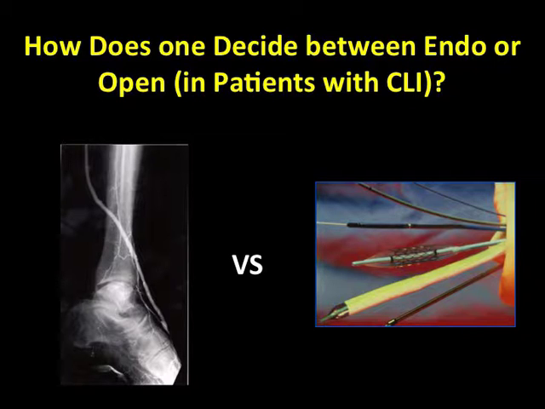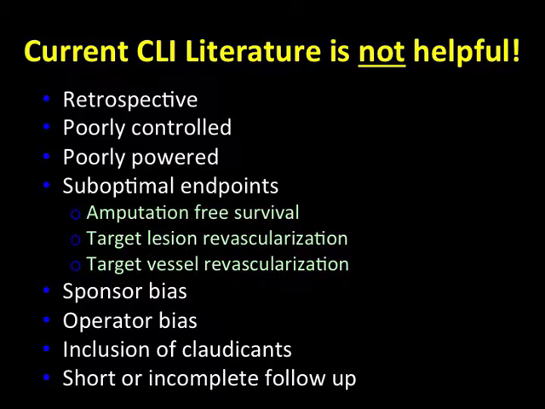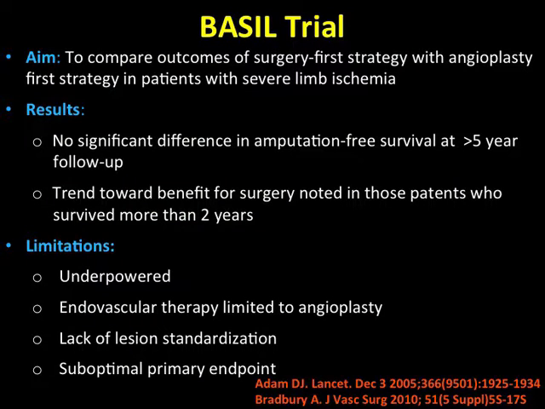So how does one decide between endo or open in patients with critical limb ischemia? Well, when you turn to the literature, it's not very helpful. There's a lot of literature out there, but most of it is retrospective, poorly controlled, poorly powered. The endpoints that are used in this space are suboptimal. There's sponsor bias, operator bias. Often claudicants are included together with CLI patients, and the follow-up leaves much to be desired. There's only one controlled randomized trial in this space.